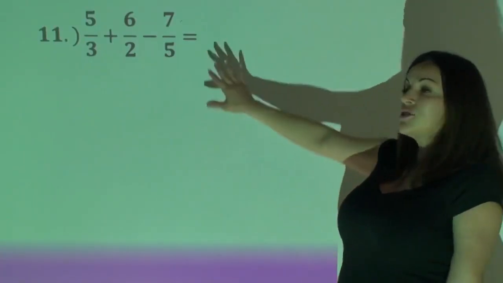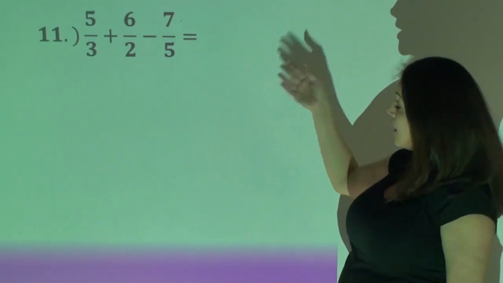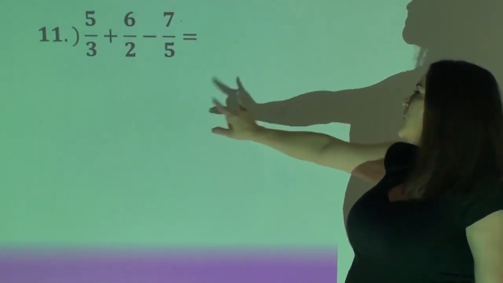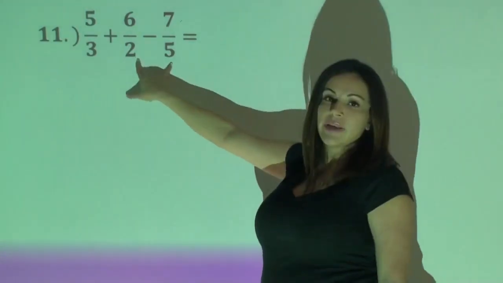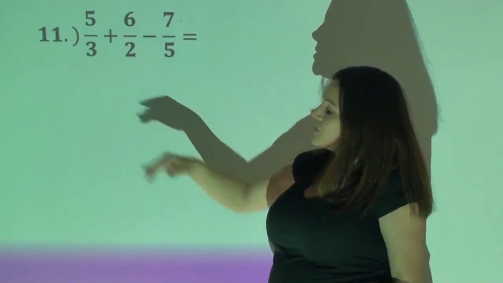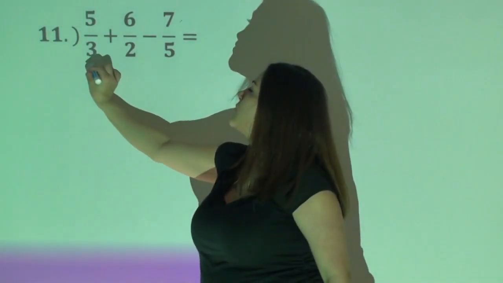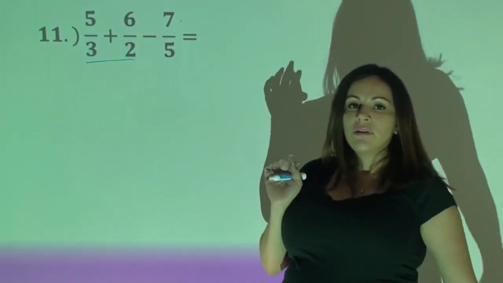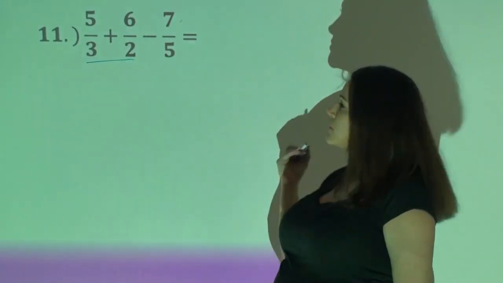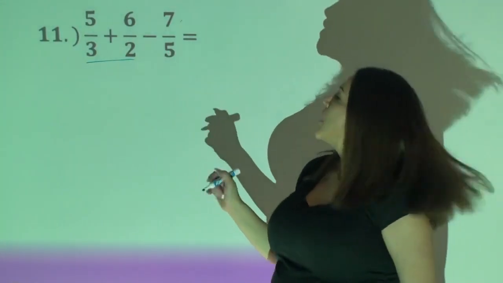Okay, so let's look at question number 11 now. Here we've got 5/3 plus 6/2 minus 7/5. So we're actually dealing with 3 denominators that are different. So what we want to do first is, or what I'm going to do, is we're going to add the first 2 fractions. Once we get what that sum is, then we're going to subtract 7/5. So let's work with this part first. So we want a common denominator.